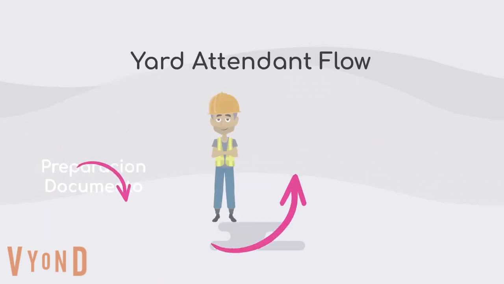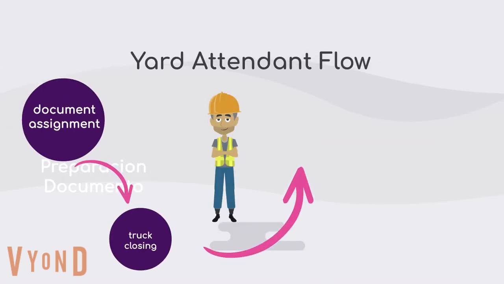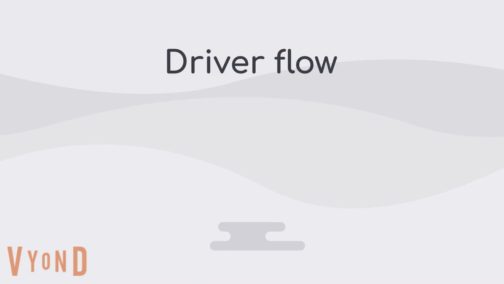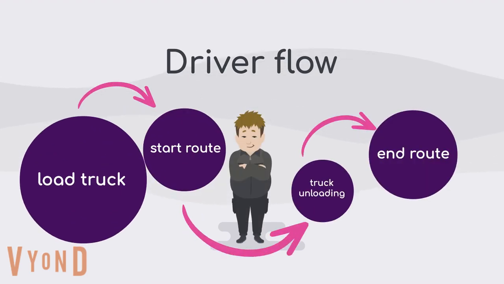The yard foreman will assume the task of preparing the necessary documentation to be assigned and completing the closing of the truck. At the end of the truck's route, he or she will also review the information and carry out the corresponding closing of the route. On the other hand, the driver will have the task of scanning the packages to load the truck. Once the truck is properly loaded, he will start the route, arrive at his destination to unload, and once this operation is completed, he will return to finish the route.